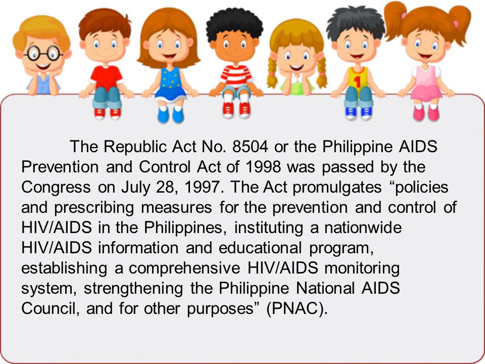Republic Act Number 8504, or the Philippine AIDS Prevention and Control Act of 1998, was passed by the Congress on July 28, 1997. The act promulgates policies and prescribes measures for the prevention and control of HIV or AIDS in the Philippines, instituting a nationwide HIV or AIDS information and educational program, establishing a comprehensive HIV or AIDS monitoring system, strengthening the Philippine National AIDS Council, and for other purposes.